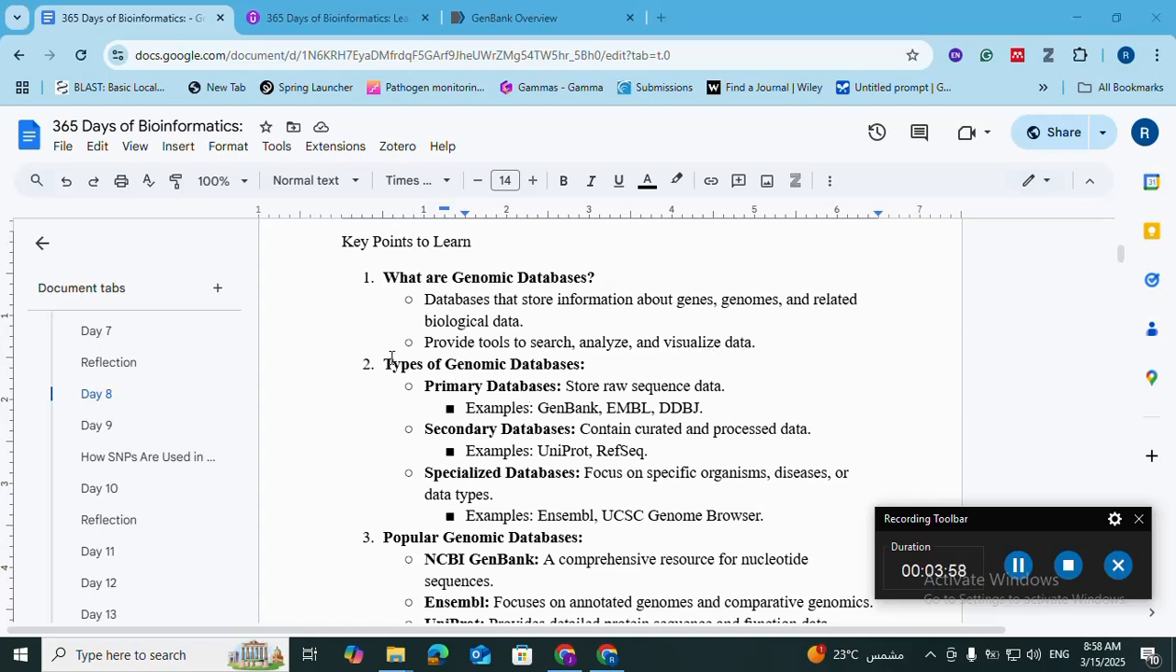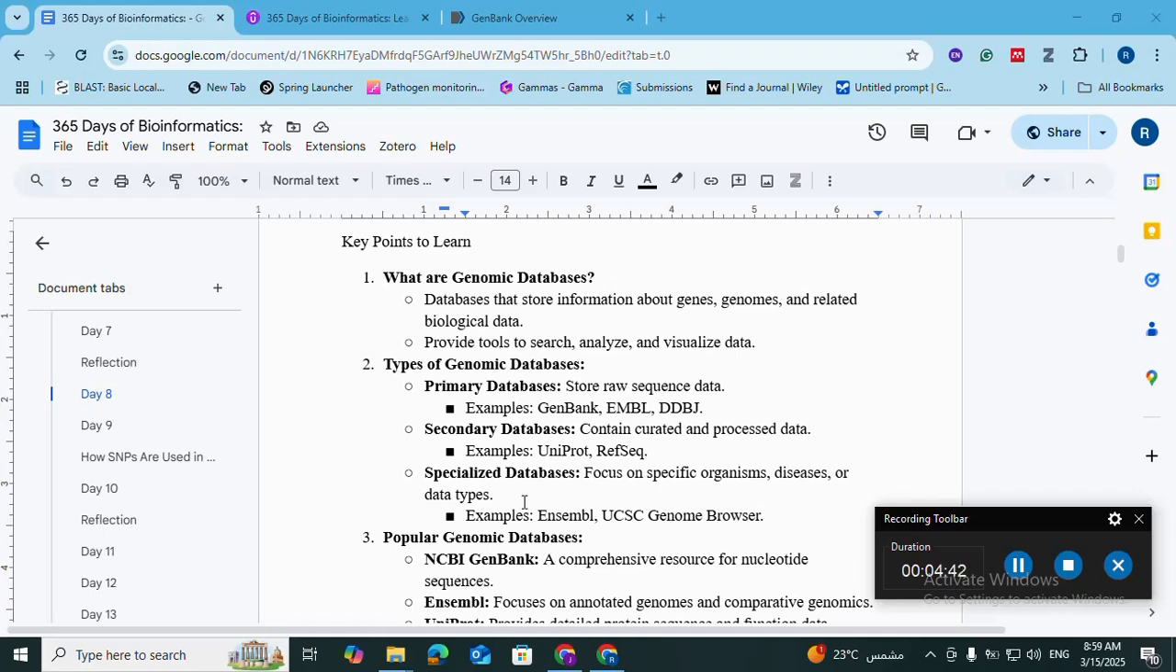What are the types of genomic databases? Primary database: it stores raw sequence data. Scientists produce raw data, and it is stored in these primary databases. Examples are GenBank, EMBL, DDBJ. Then there is the secondary database. Secondary database contains curated and processed data. Someone works on these data, cleans it, organizes it, labels it. Like UniProt, RefSeq.